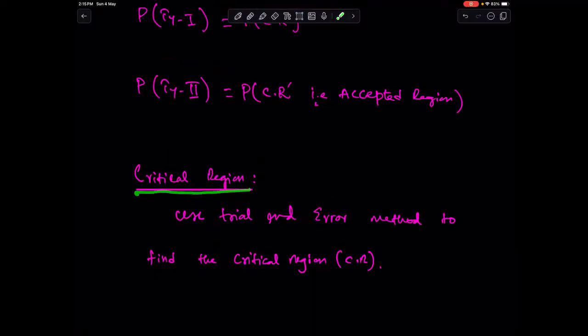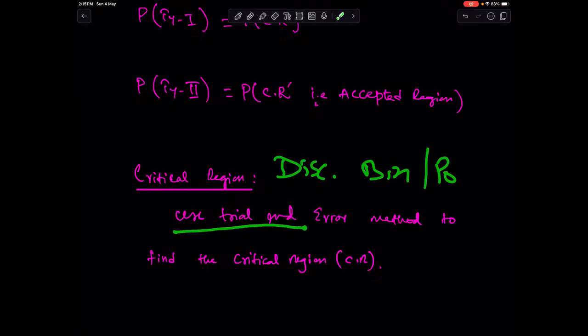Critical region. For discrete distributions, for binomial and Poisson, we always use trial and error method to find the critical region.